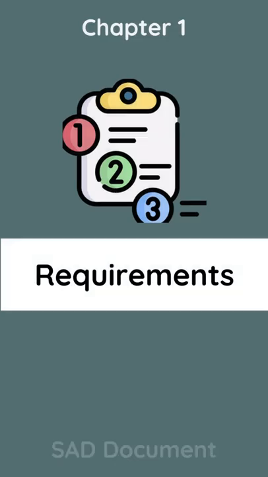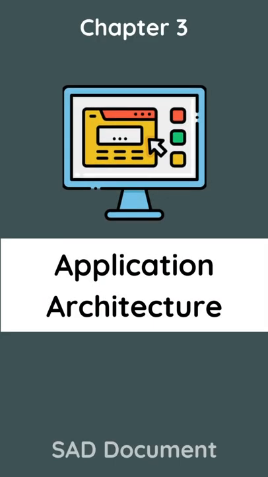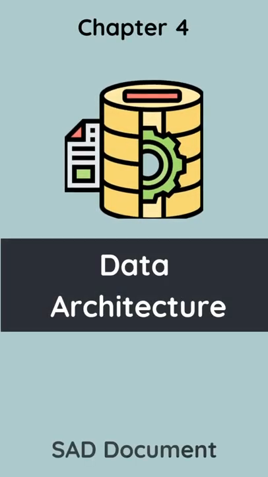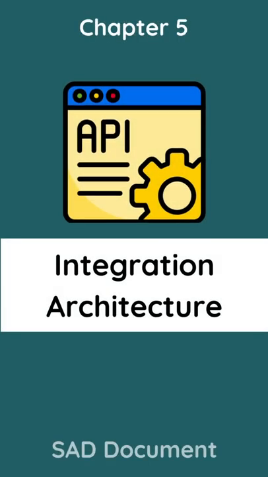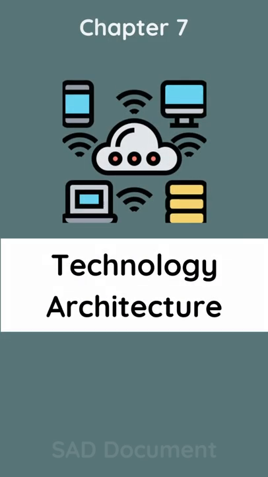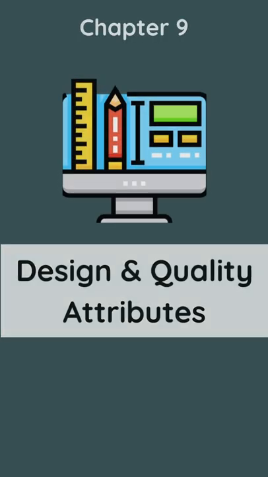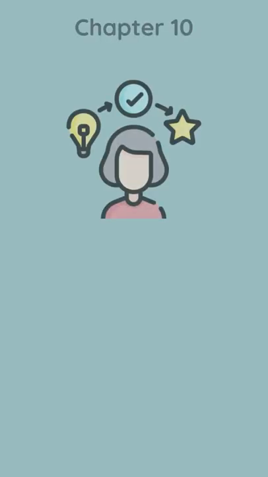A typical software architecture design document should contain these 10 chapters. Number 1, requirements. Number 2, decision and assumptions. Number 3, application architecture. Number 4, data architecture. Number 5, integration architecture. Number 6, security architecture. Number 7, technology architecture. Number 8, deployment architecture. Number 9, design and quality attributes. And in the end, user experience.